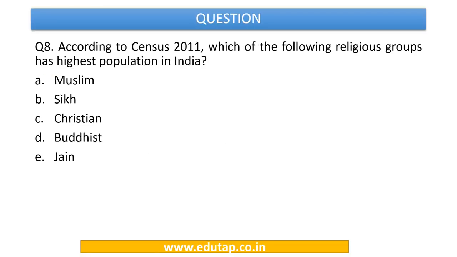So let's move on to the next question. According to census 2011, which of the following religious groups has highest population in India? So we are given options regarding different religious groups, and we are being asked which of the following groups has the highest population in India. Options are Muslim, Sikh, Christian, Buddhist and Jain.